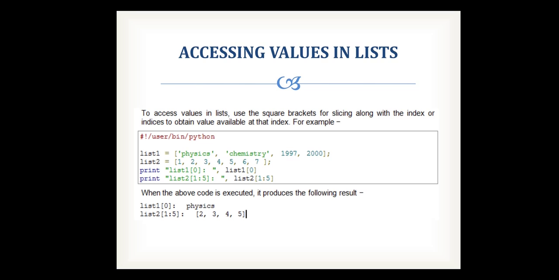So what is the element whose index number is 1 in list 2? That is number 2. Then index 2, the number is 3, index 3, the element is 4, index 4, the element is 5. So that's why it will print elements 2, 3, 4, 5 while printing list 2. Accordingly, we access the values in a list by using the index number.